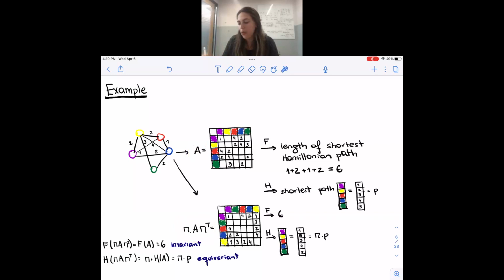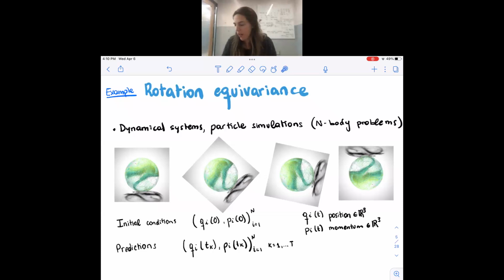But if I'm looking for the path that visits every node, then I know that if I do this change, then the path should change in the same way. The output should change in the same way. So in this case, we say that it's equivariant. And we know that the action on the input is different from the action on the output, but it's the action by the same group. So here the action of permutations on matrices is by conjugation, and in the output the action is by multiplication. But that's fine because it's the same group acting, and you can define how they act in different spaces. Okay, so these are my two examples of invariance and equivariance. Please, if you have any question about this, let me know.